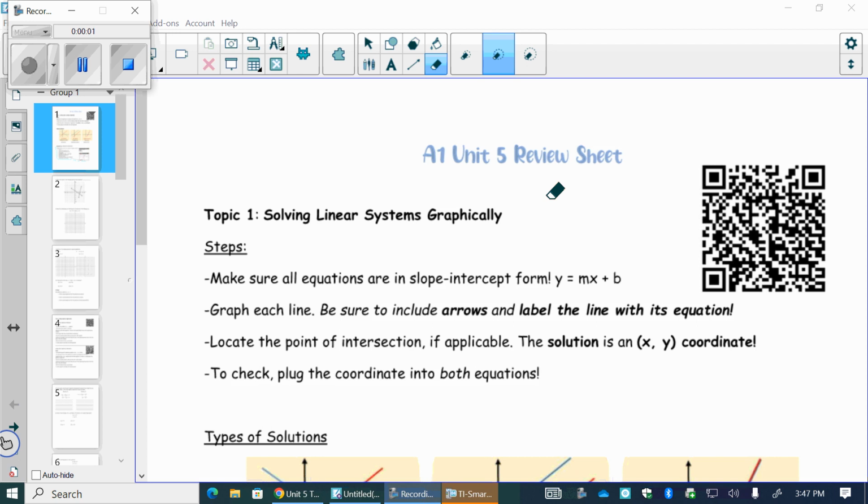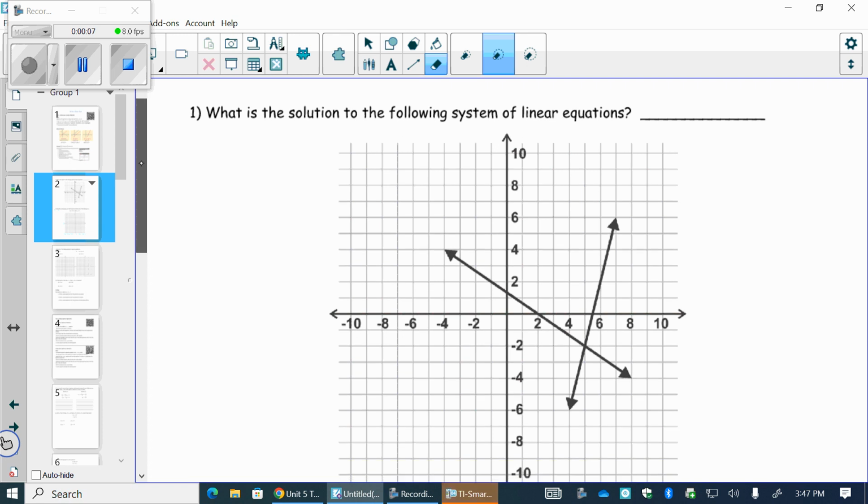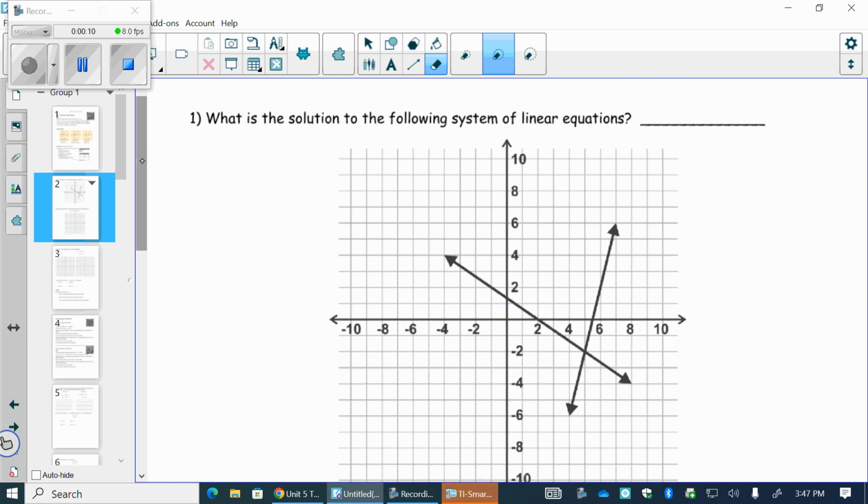All right, kids, so here we go. We're going to take a look at our Algebra 1 Unit 5 review sheet. First question, what's the solution to the system of equations?